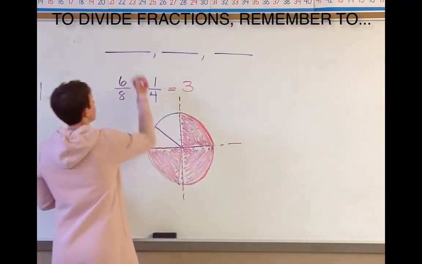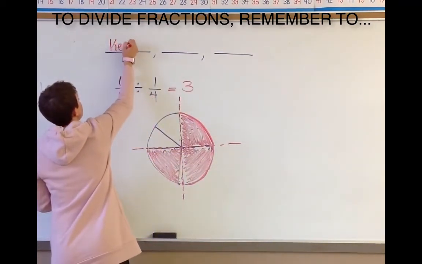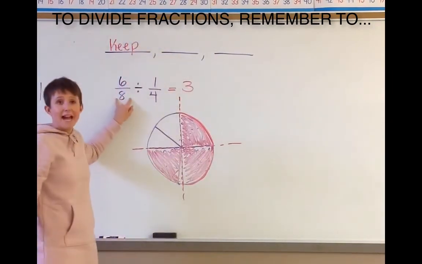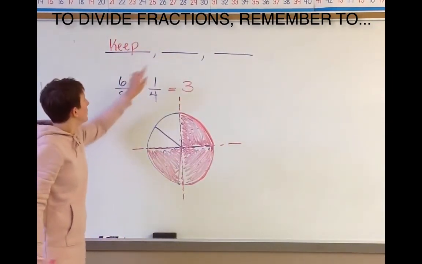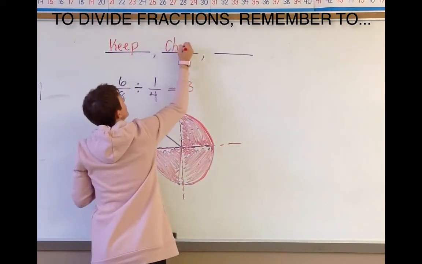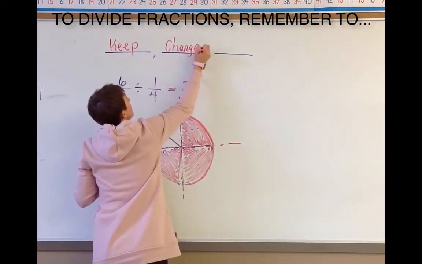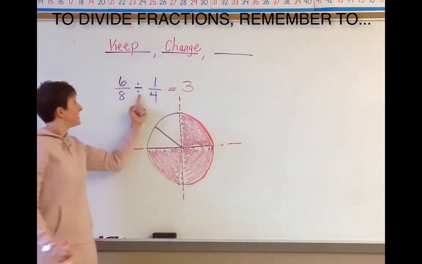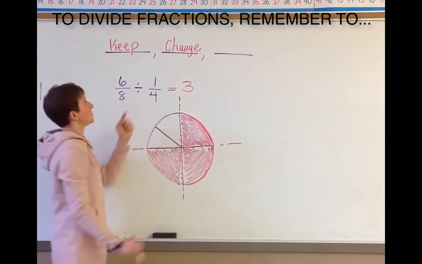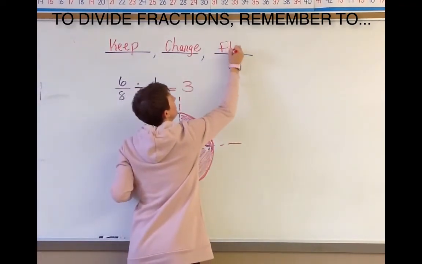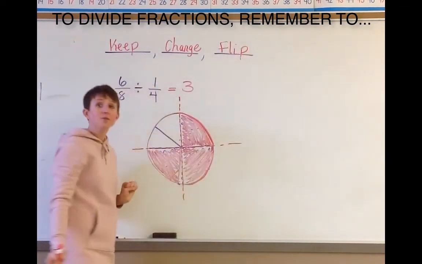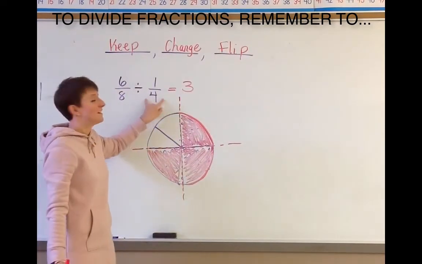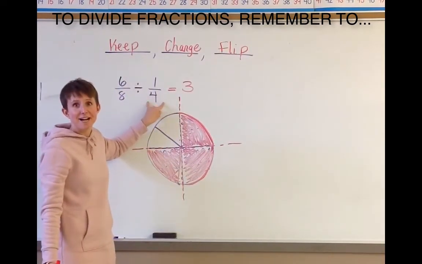Write these 3 words on the 3 lines provided. We're going to keep what we have to divide out. We're going to change division to multiplication. And we're going to flip. We're going to find the reciprocal of our divisor, of that second fraction.